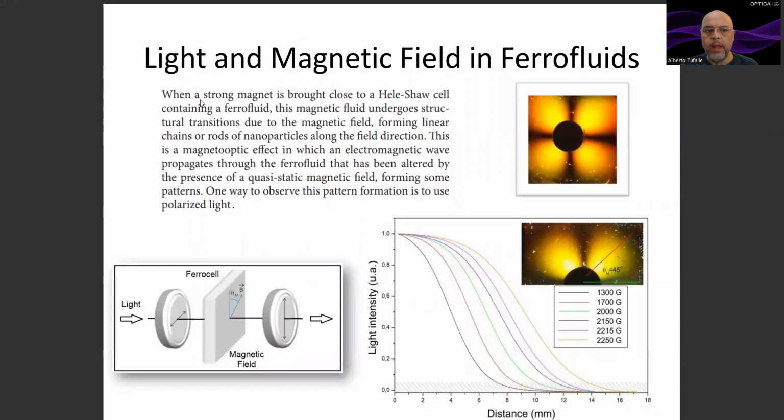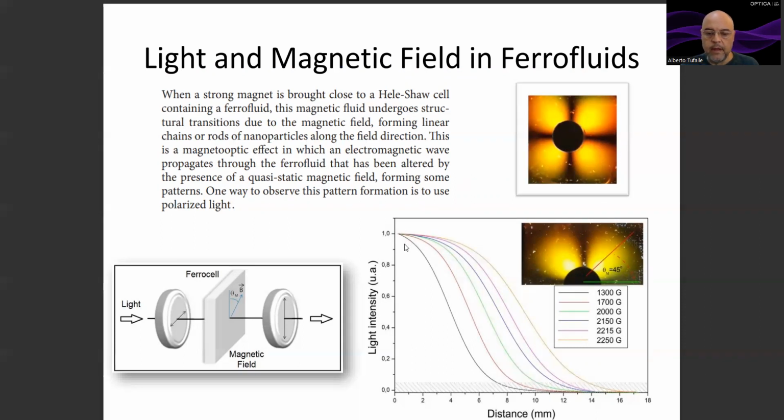When a strong magnet is brought close to a Hele-Shaw cell containing ferrofluid, this magnetic fluid undergoes structural transitions due to the magnetic field, forming linear chains or rods of nanoparticles along the magnetic field direction. This is a magneto-optic effect in which an electromagnetic wave propagates through the ferrofluid that has been altered by the presence of a quasi-static magnetic field, forming some patterns like this one.